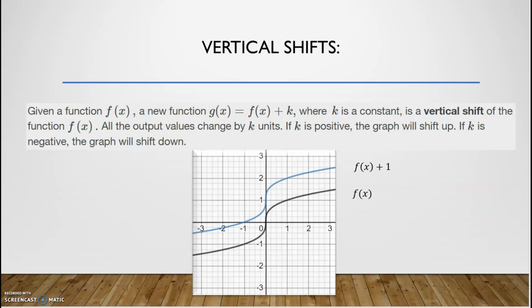So like I have here, f of x is this function right here. Okay, and now if I add 1 to it, notice how the x values don't change, but the y values do. All the y values have gone up by 1. Now if we had f of x minus 1, it would be something like this. It would go down 1 unit, okay? So vertical shifts affect the y values only.